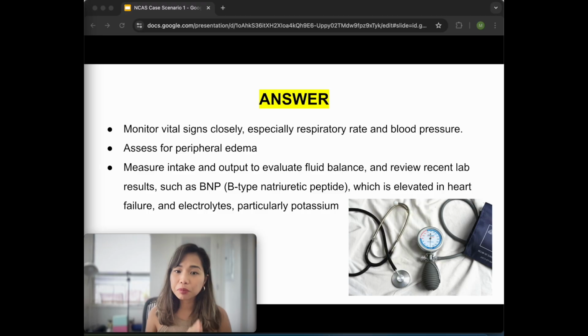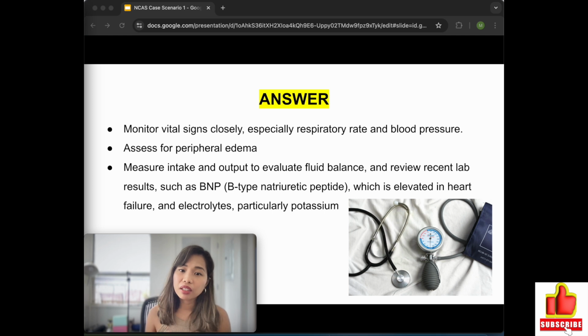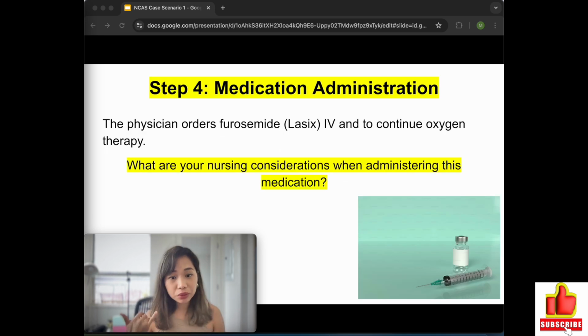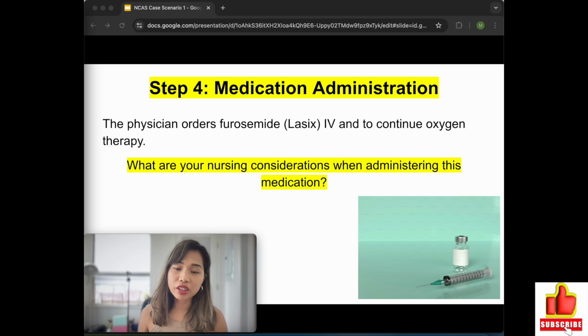Okay, next, speaking of lab results, you also need to monitor the patient's electrolytes, which we discussed earlier on the first slide. Electrolytes need to be monitored because diuretic therapy can cause imbalances. Every time you give medications, especially Lasix, that can cause imbalances in the electrolytes. In this situation, it can exacerbate cardiac issues, so we can predict that hypokalemia might happen. Speaking of medication, the doctor now calls you back, and the doctor orders furosemide or Lasix IV, and to continue oxygen therapy.